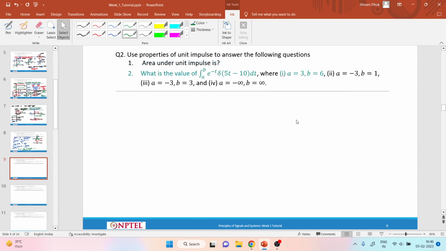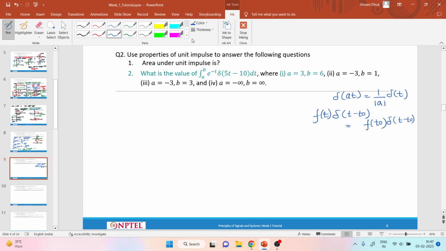So let us try to solve some interesting questions by playing with the property of this unit impulse. Now we'll use two properties of unit impulse. The first one is delta of at will be equal to 1 upon mod a, delta of t. This is the absolute value. And delta of t minus t naught when scaled with f of t will lead to f of t naught and delta of t minus t naught.